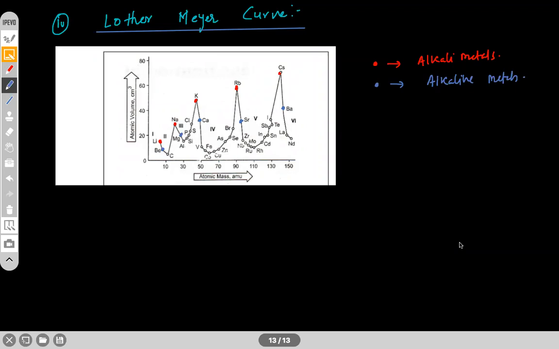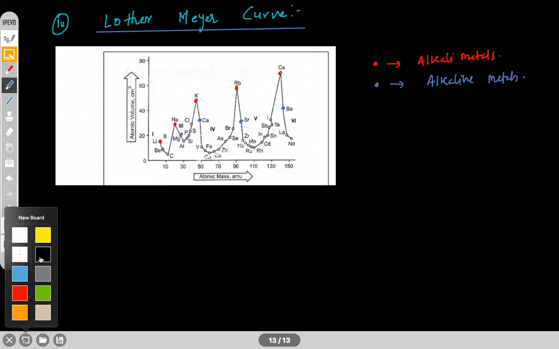Write down, this becomes the basis of the Mendeleev periodic table, which is the next theory we have. Periodic function of their atomic weight. Now, what is the Mendeleev periodic table? The modern one that we are using is just a modified version of the Mendeleev periodic table. Okay. So write down the heading: Mendeleev periodic table.